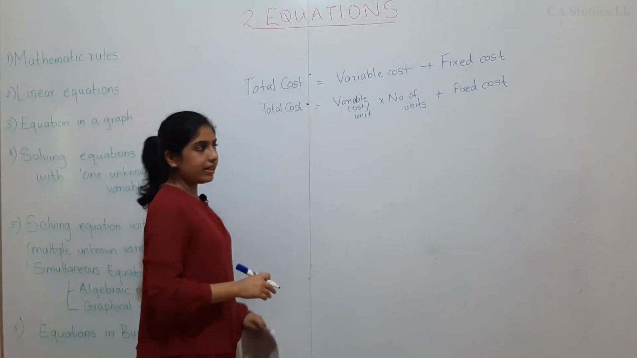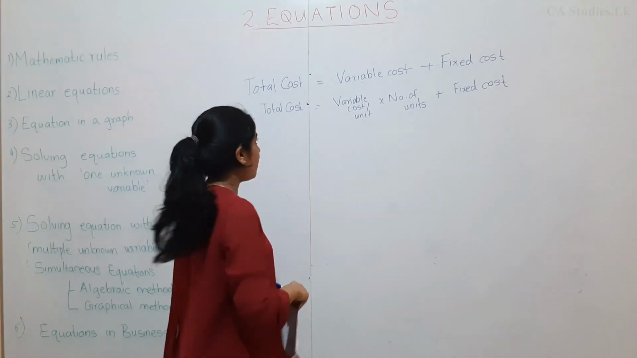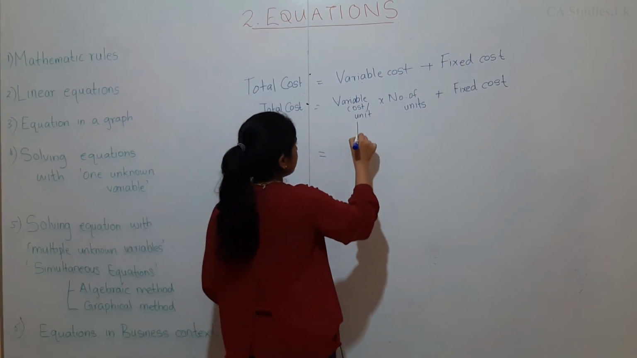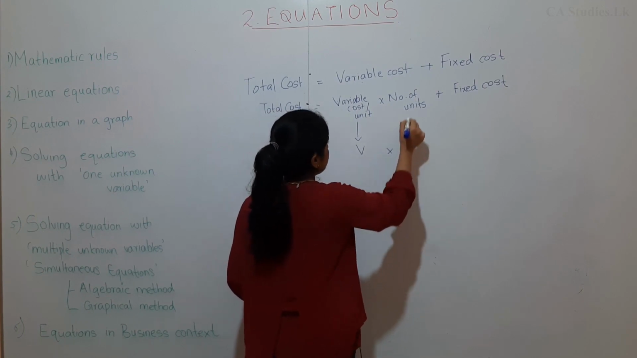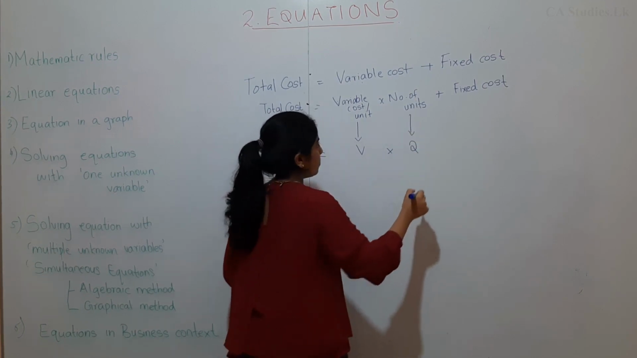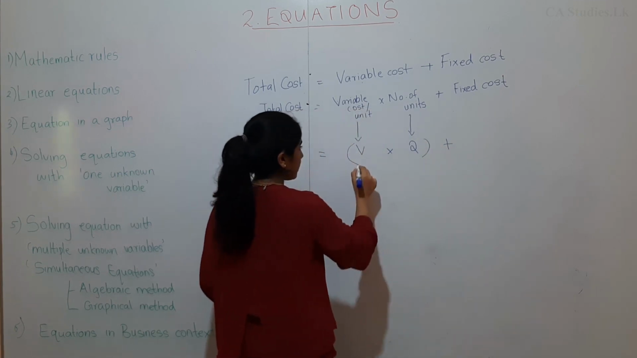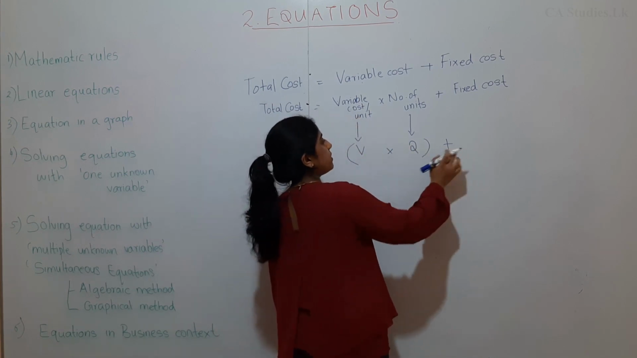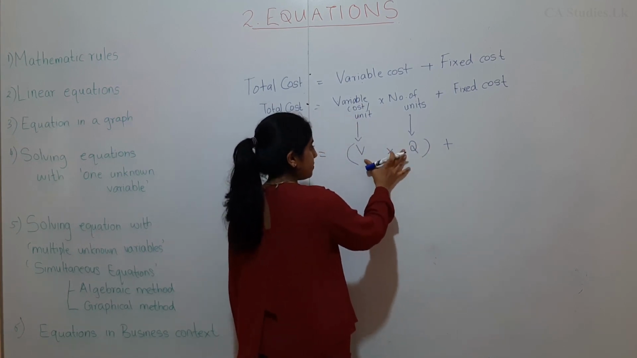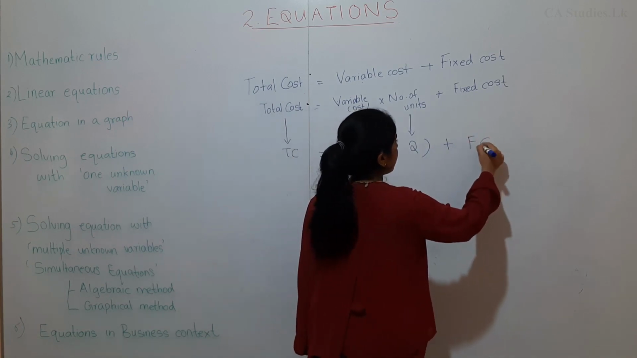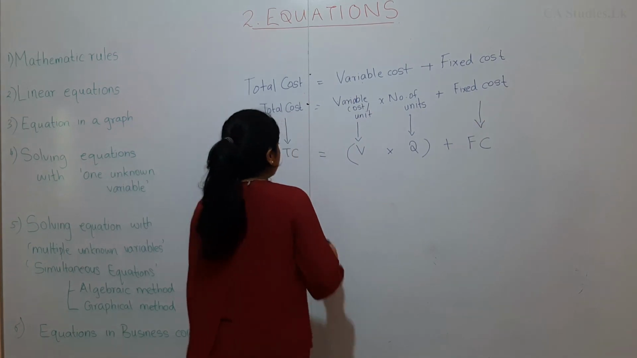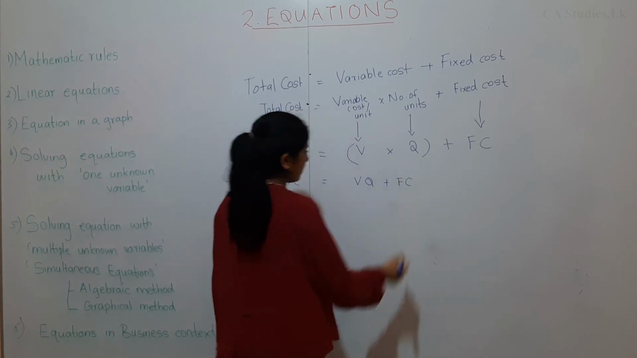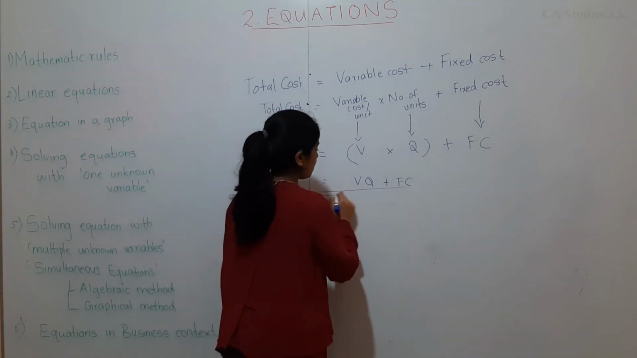Now you can apply a letter to these items. How? Total cost you could say TC equals, this you could call V, multiplied by number of units, which can be called Q, plus fixed cost, FC. You put the multiplication within brackets so that it separates it from being added, otherwise it will be like Q plus. No, it should be this multiplication plus fixed cost. Then your total cost you could write as VQ plus FC. This is what they want you to just know.